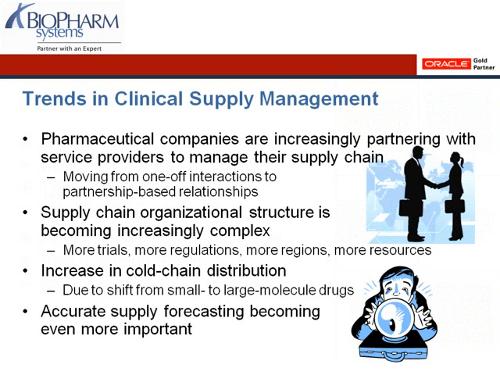Next is complexity. The supply chain organizational structure is becoming increasingly complex: more trials, more regulations, more regions, more resources.